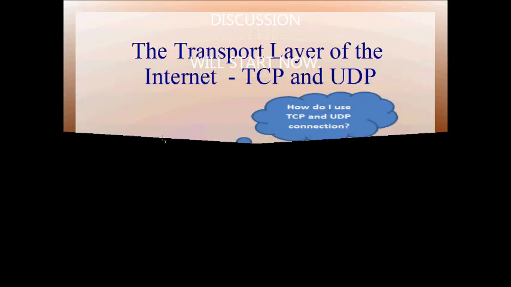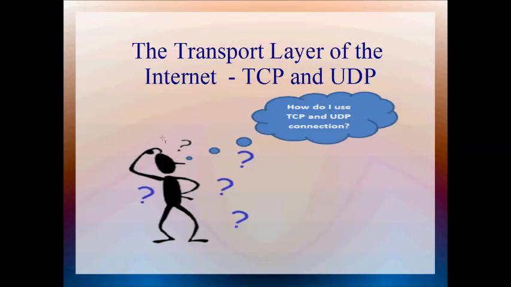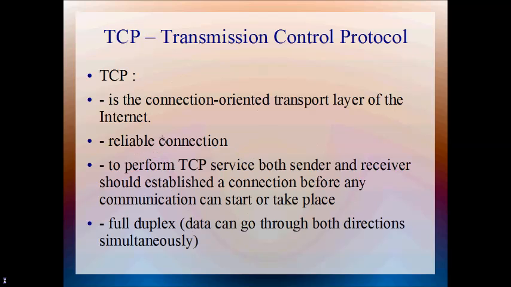The transport layer of the Internet: TCP and UDP. Transmission Control Protocol, or TCP, is a connection-oriented protocol in which a connection has to be established before both sender and receiver can start communicating. TCP is considered a reliable connection. TCP performs sequencing of packets to make sure packets are in order. It also utilizes the sliding window algorithm for data transmission. TCP is a more complex protocol compared to UDP, or the User Datagram Protocol.